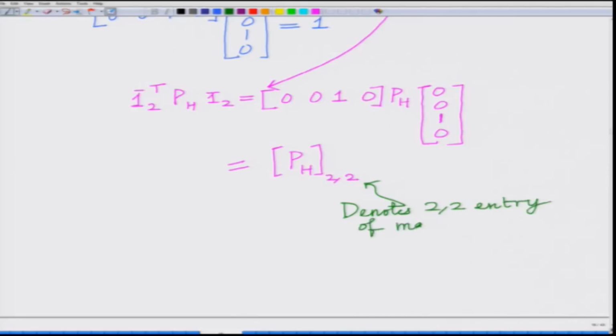the 2 comma 2 entry of the matrix P_H, where the counting is from 0. That is, the entry in the second row and second column, but the counting has to start from 0, that is, you start counting from the 0th column, first column, second column, and so on, 0th row, first row, second row, and so on, and you look at the intersection of the second row and the second column, where the entry is.